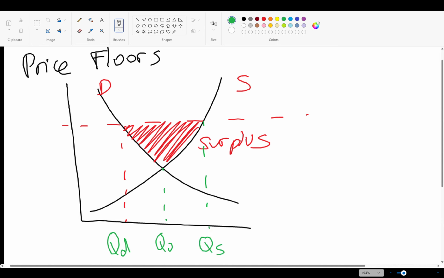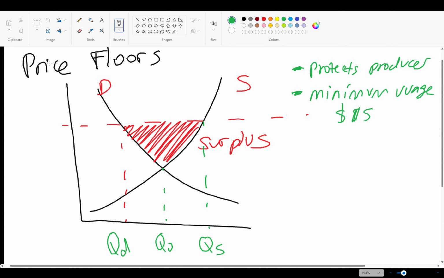Now, what does a price floor do? It protects producers. For example, if you produce corn, it ensures that farmers who produce corn make a profit. And it helps with minimum wage. So you have to pay workers, for example, a minimum wage of $15 an hour. That is a price floor. And the bad part about a price floor is that it creates a surplus.